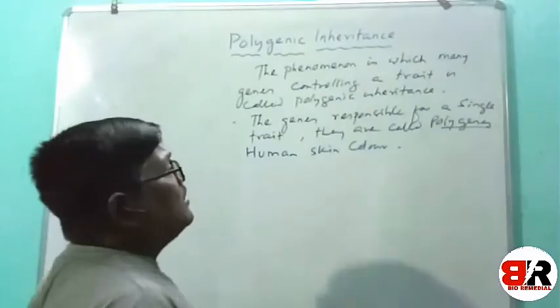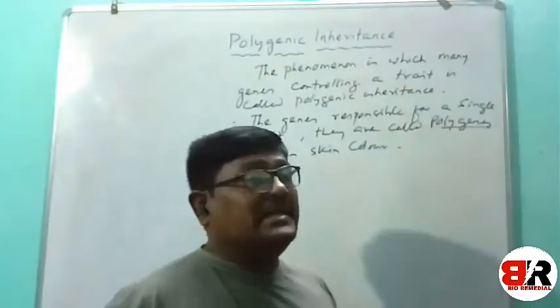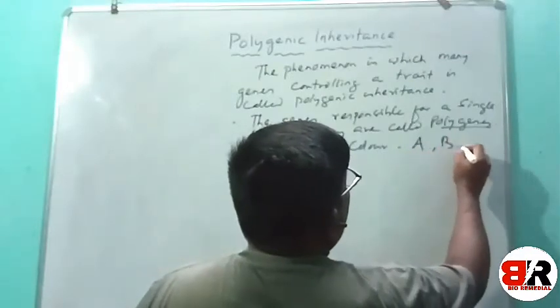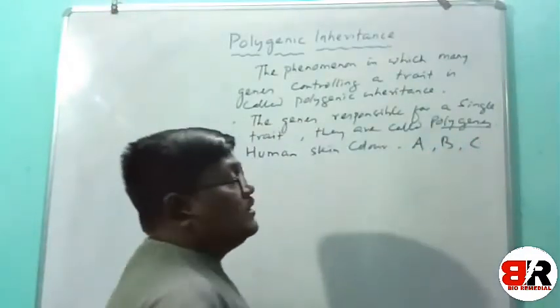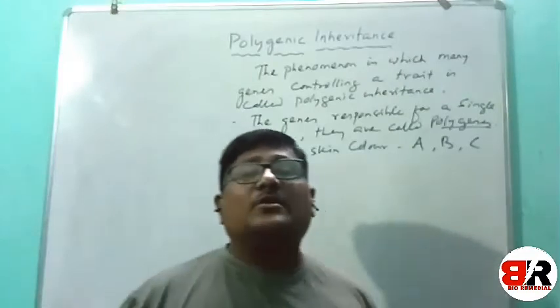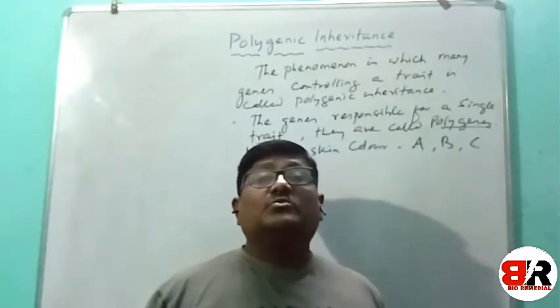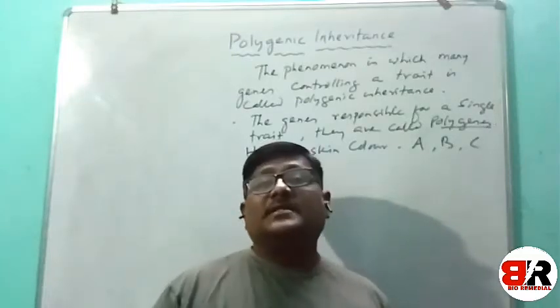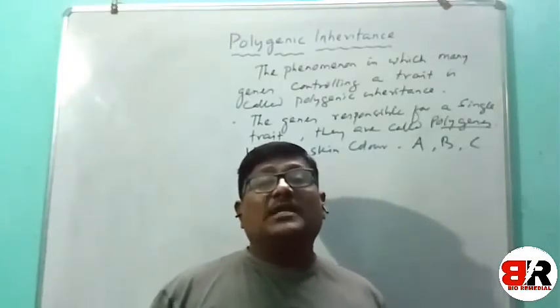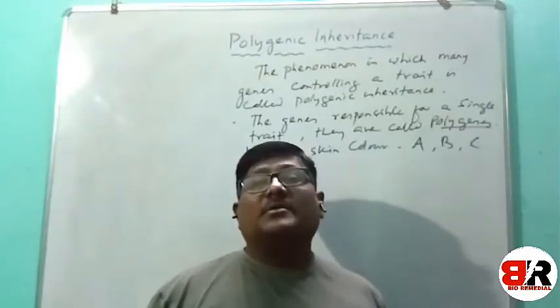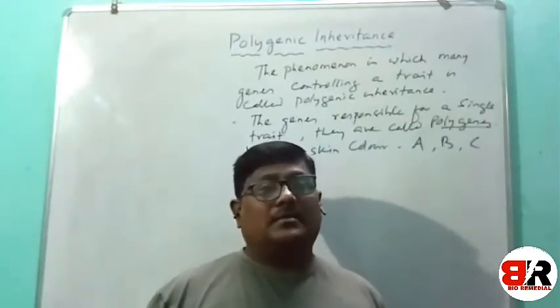Human skin color is controlled by many genes. Let us say there can be two genes controlling human skin color. The various types of skin color appear only due to the number of dominant genes present. If the number of dominant genes is more, there will be more melanin formation and the skin will be darker.